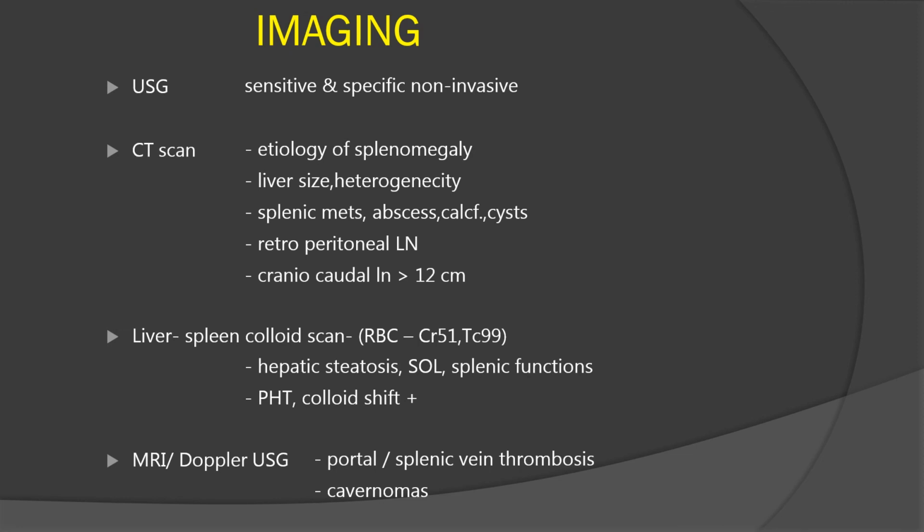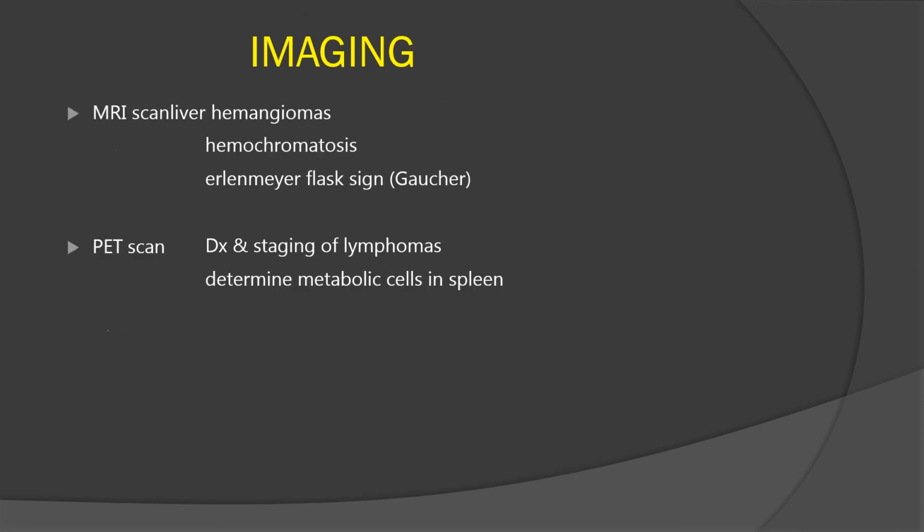Imaging: USG is sensitive and specific, non-invasive. CT scan to know the etiology of splenomegaly, liver size, heterogeneity, splenic metastasis, abscess, and calcification, cysts. Retroperitoneal lymph nodes, craniocaudal span greater than 12 centimeters, liver spleen colloid scan, and MRI or Doppler USG to know the portal or splenic vein thrombosis and cavernomas.